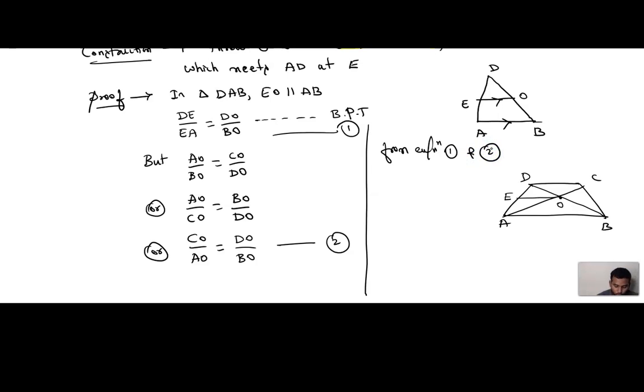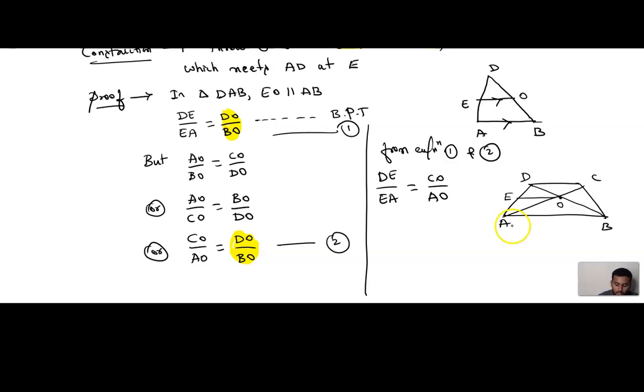Now, from equation 1 and 2, what is common on both the sides in equation 1 and equation 2? To convert like that, I have done this. To make both the RHS equal, I have taken the reciprocals. Understood? Now, what can we conclude? DE by EA is equal to CO by AO.